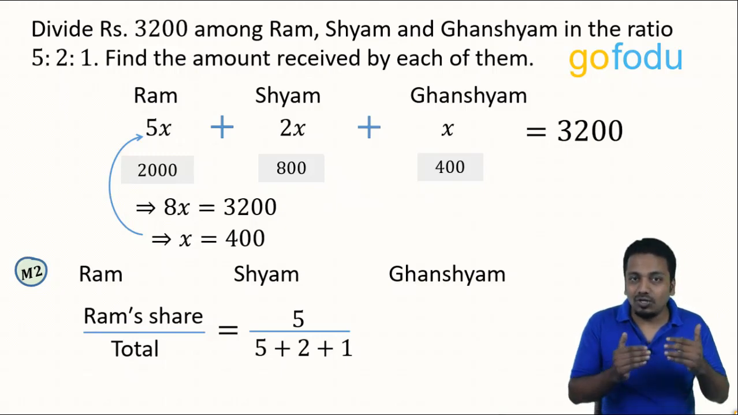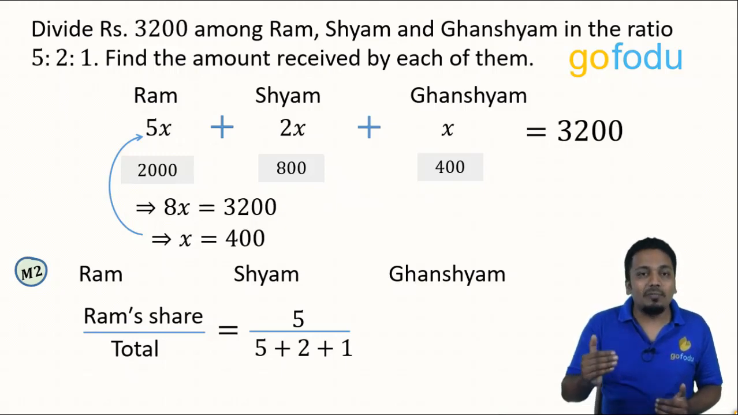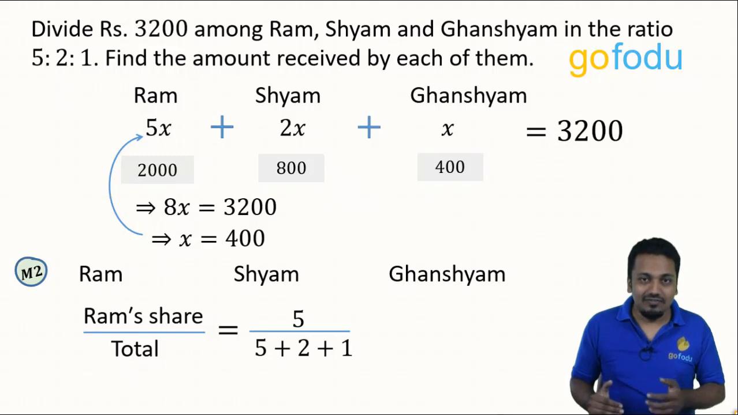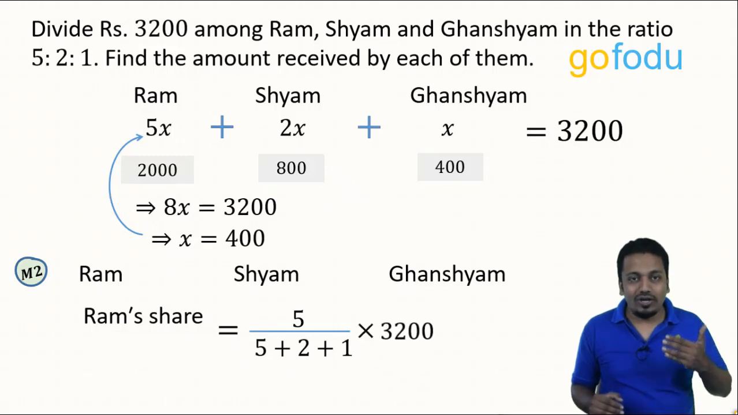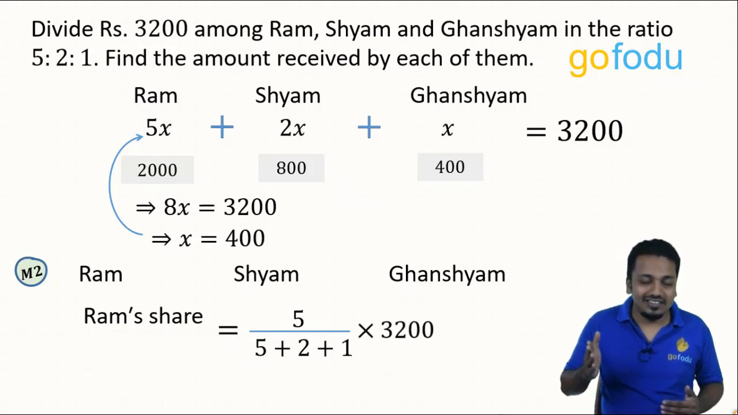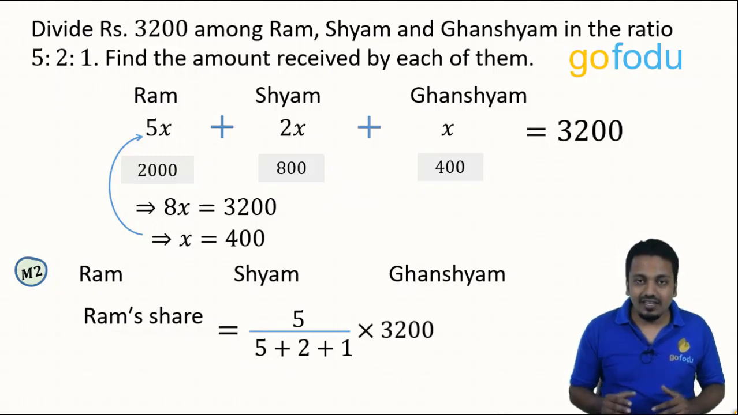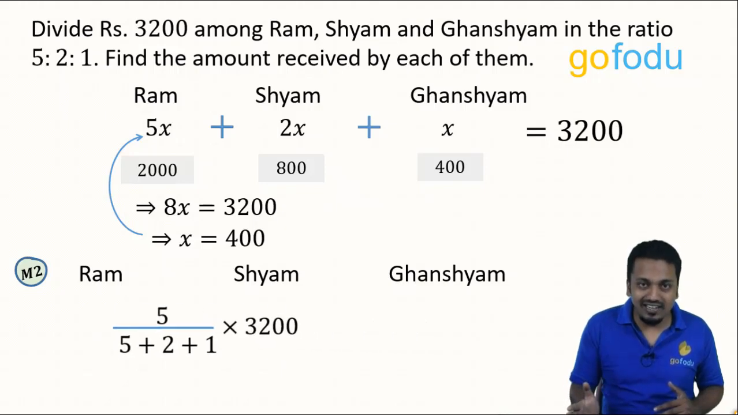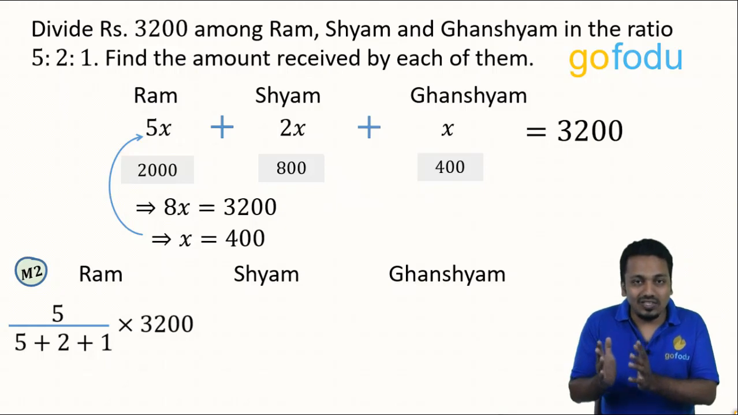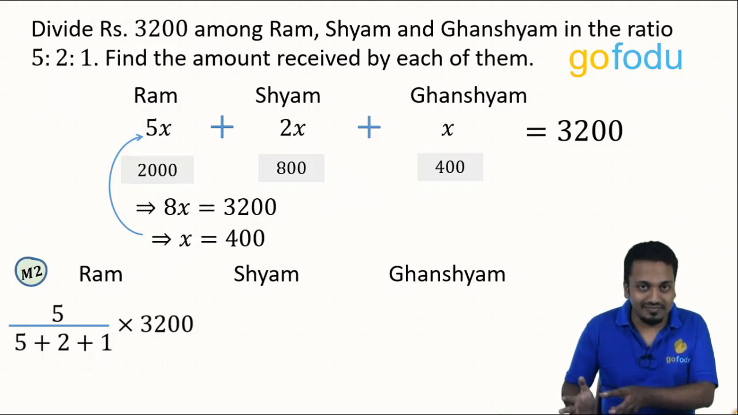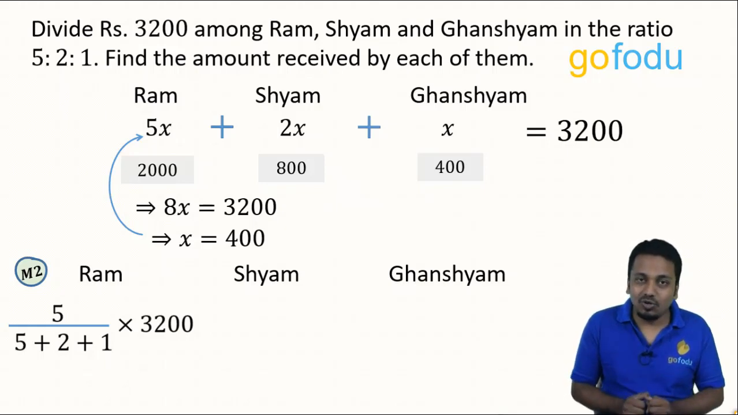Ram's share upon total is 5 upon 8. And we know the total sum, it is 3200. So Ram's share will be 5 upon 8 times 3200. This is Ram's share on ratio scale upon total share on ratio scale into the total actual sum. It will come out to be 2000 rupees.